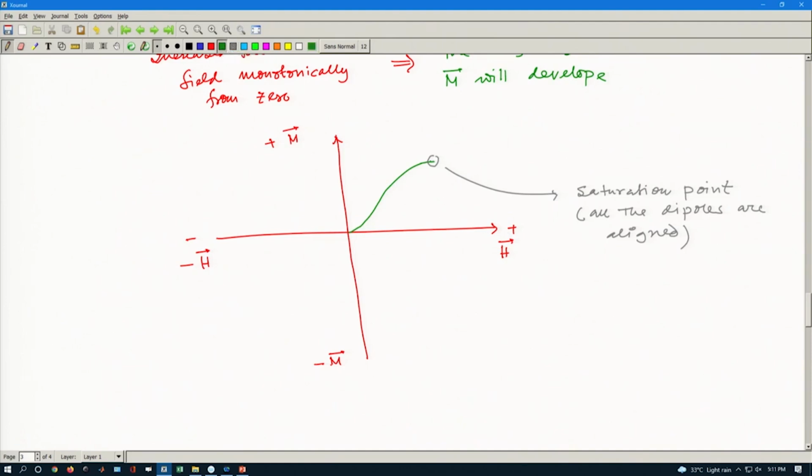When I decrease the H, the magnetization will reduce, but it will not reduce along the same path. It will reduce along a different path. Let us put this path. So, it will reduce in this way. Okay. So, there is a gap here. At this point you can see that even though my magnetic field is 0, I should still have some magnetization here. This magnetization is called the residual magnetization.